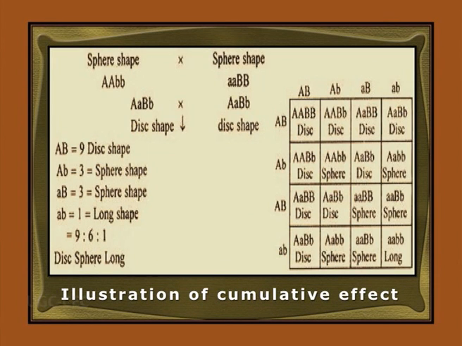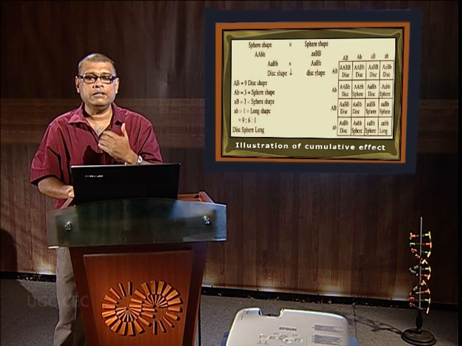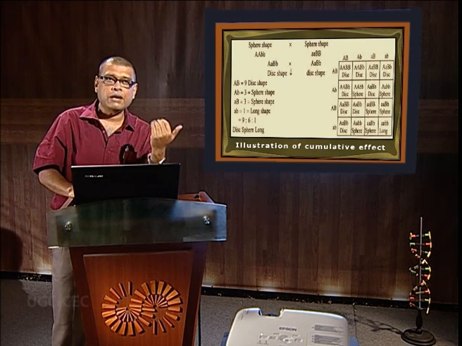This is another important case which is actually called the duplicate gene. Duplicate genes may have different patterns, they may have some cumulative effect, as seen in the case of the shape of the chloroplast in a dicot plant, where the ratio became 9:6:1, where 9 is the dominant disc-shaped chloroplast, 3 and 3, meaning only one single dominant gene, will both have spherical shape, so it became 6, and only one long which is without any dominant gene.